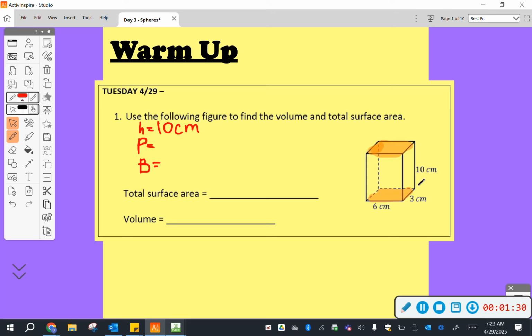Perimeter, P, is the perimeter of my base. And you're only doing one base here. Add all the sides around here, and what am I going to get? 6 plus 3 plus 6 plus 3 is 18.